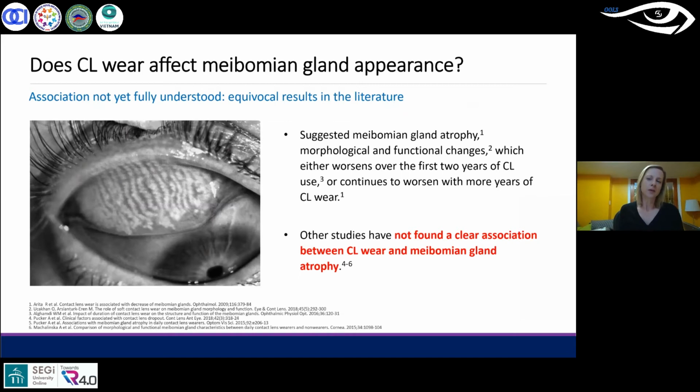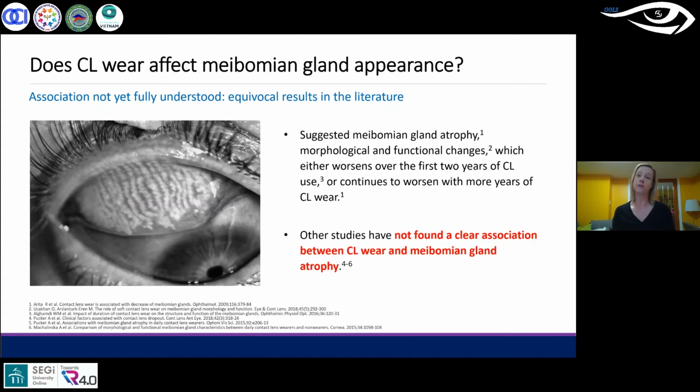What else is happening with our contact lens wearers in terms of changes or things that are relevant to the Meibomian glands? Well, this is only one slide to summarize a very debatable area of research at the moment, and we don't really have clear answers for it just yet. And that's the question over whether wearing contact lenses affects the Meibomian glands themselves. So right now we have conflicting evidence.